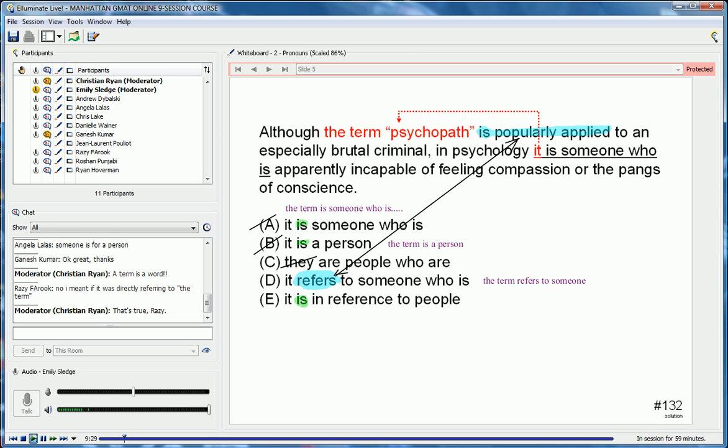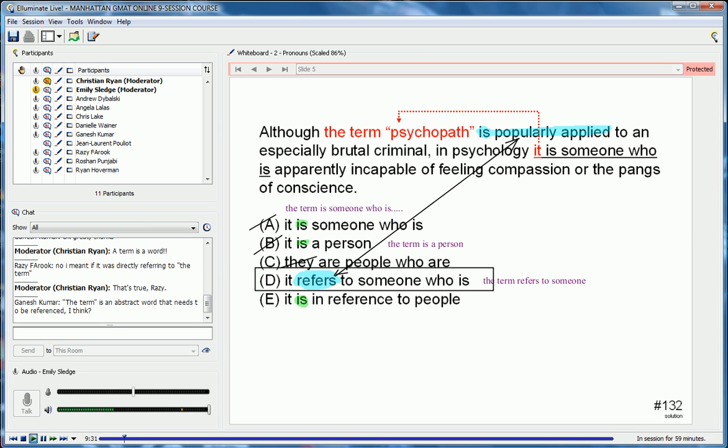Oh, I got you, Ravi. I see what you're saying. If it were, then it would be incorrect to say it who is. Yeah, definitely. Or the term who is.